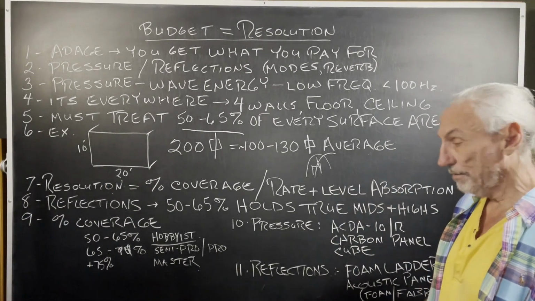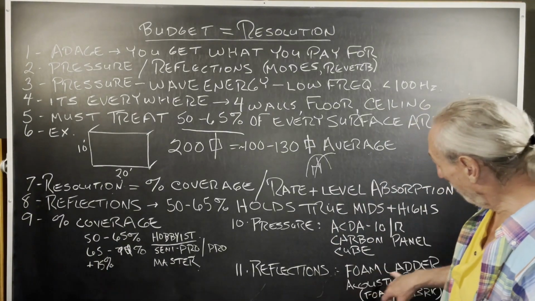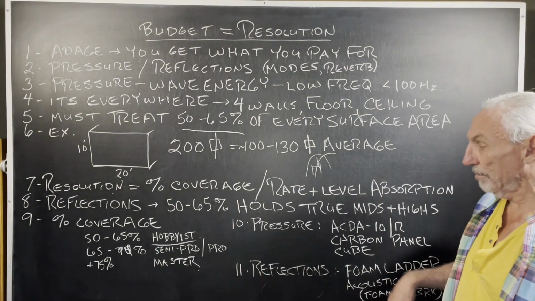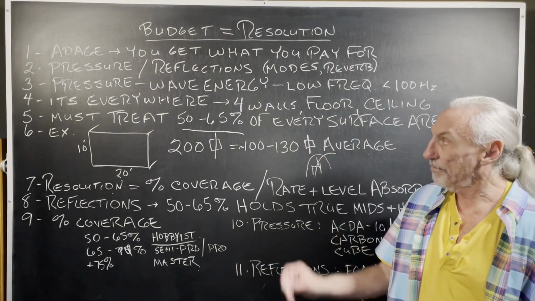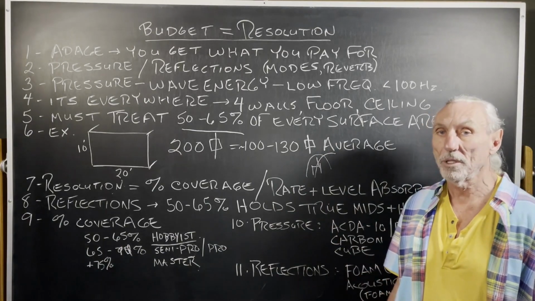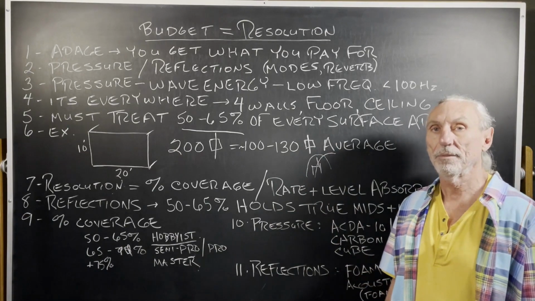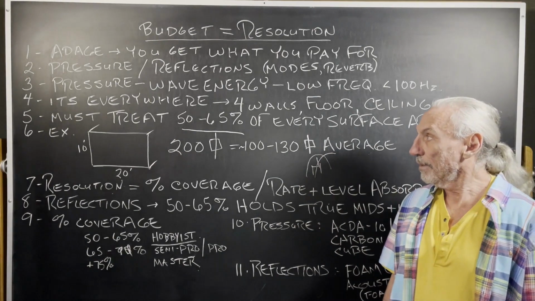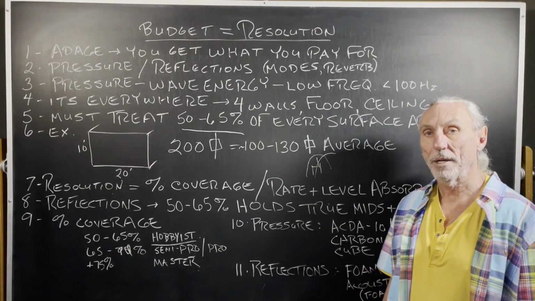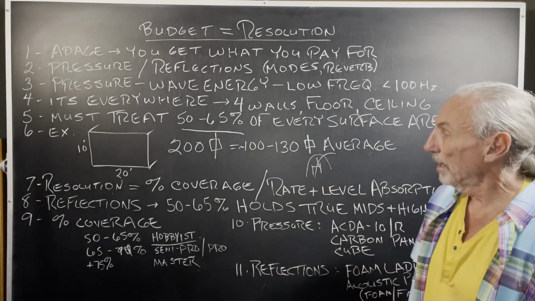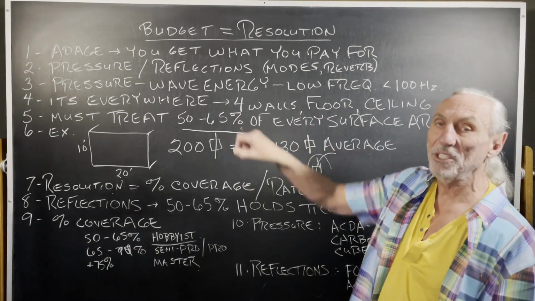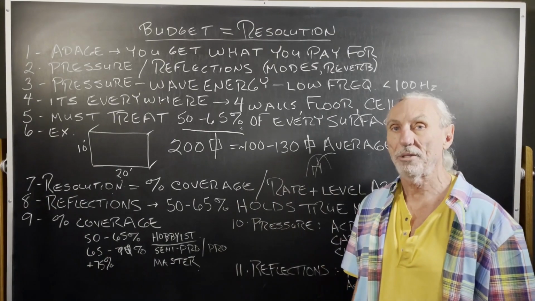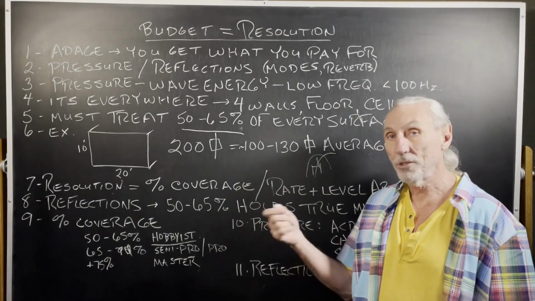So it depends on surface area coverage once again. Reflections are foam ladder, acoustic panels. That's the foam with the fabric in the front and the face and the wood frame. So you can get any kind of product appearance that you want and use. But this 50 to 65%, this is your start point. That's your strategy.